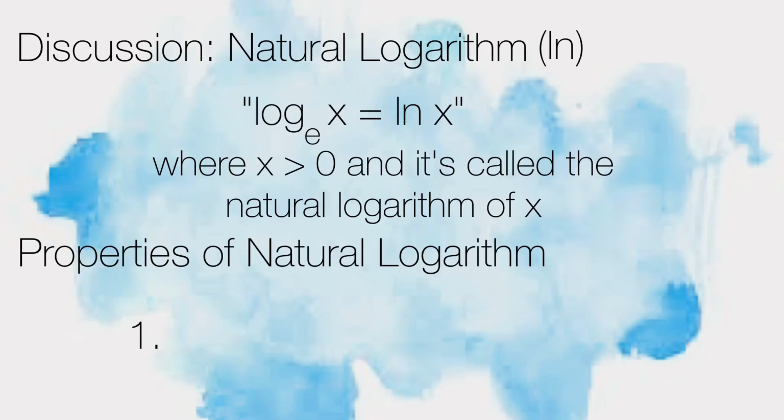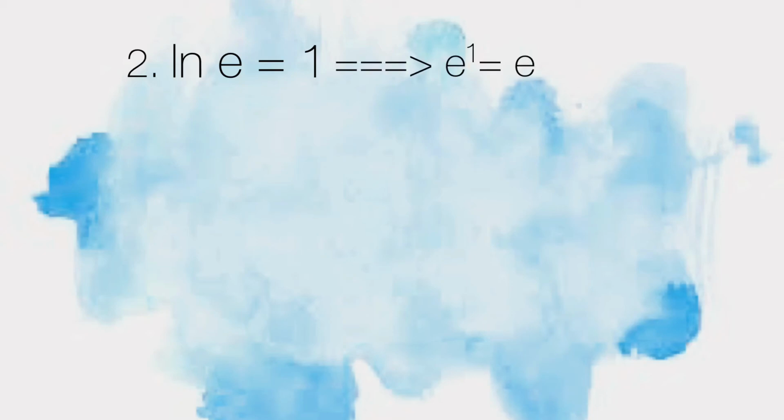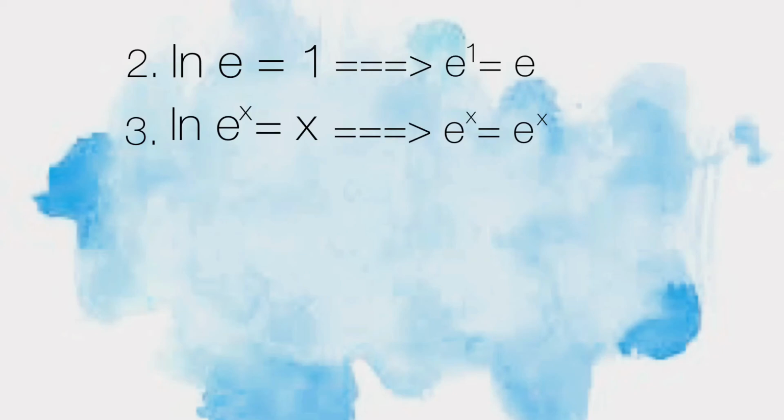The first property: the natural logarithm of 1 is equal to 0 because e raised to 0 is equal to 1. Number 2: the natural logarithm of e is equal to 1 because e raised to 1 is equal to e. Number 3: the natural logarithm of e raised to x is equal to x because e raised to x is equal to e raised to x. Now, let's practice solving the natural logarithm with a graph.